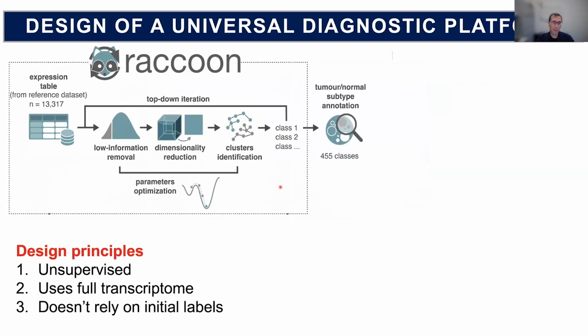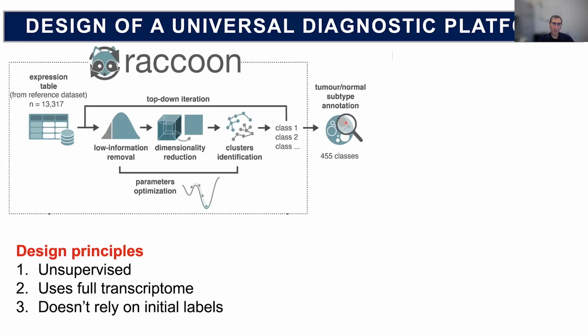And so to this end, we developed two complementary algorithms, one called RACCOON, which is an unsupervised clustering algorithm that works in a hierarchical manner, where you take in a totally unstructured and large set of gene expression data matrices, do some low information removal, and recursively iterate over the discovery of multiple different classes. And here's an example with our first published version of the RACCOON Atlas with 13,000 samples as reference, where we end up with about 455 different classes of both tumor and normal expression clusters.